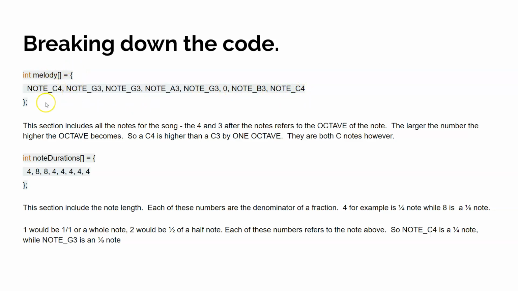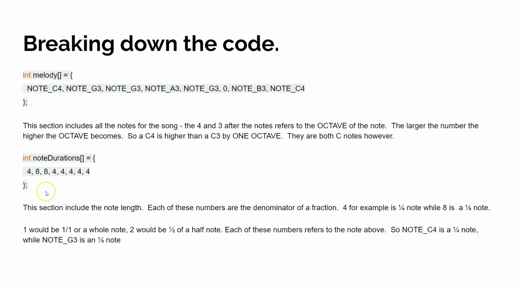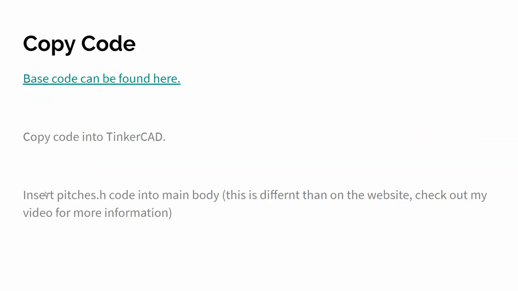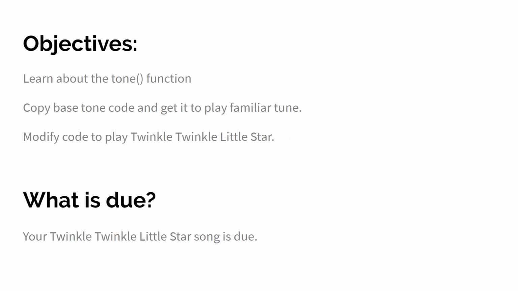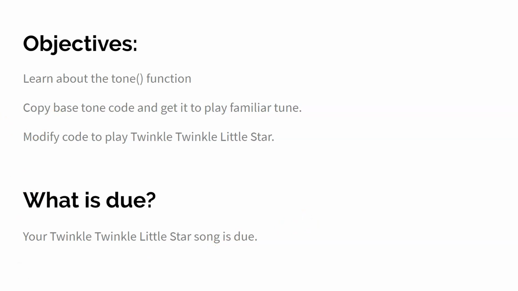Also notice that these strings have a curly bracket and then a semicolon. So if you delete that on accident, that needs to get added back in again. Note durations also, note that there's no comma on the last one and that there's a semicolon and a curly bracket here at the end. Okay, so once you have completed this stuff, when we go back to our objectives, you are going to share your Twinkle Twinkle Little Star song with me, and that will take care of your assignment for this week.